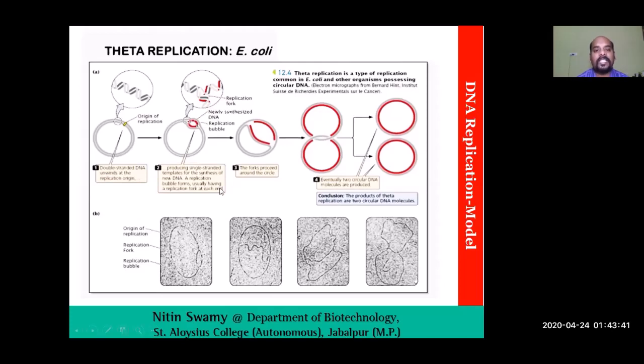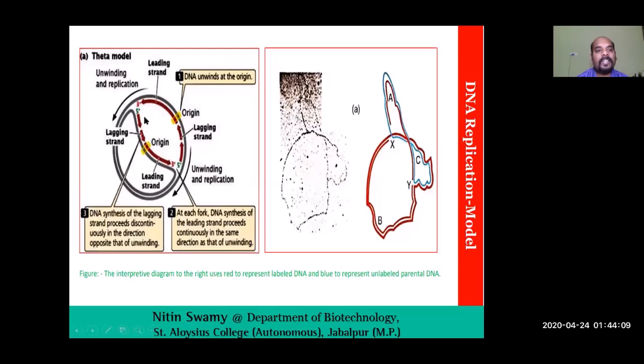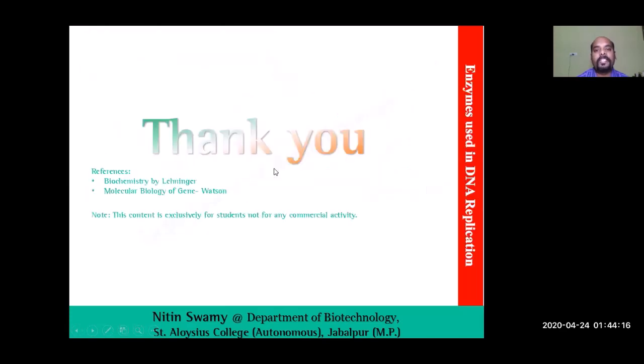So these structures and the structures which John Cairns got very much resemble each other. And this structure resembles a theta structure, and this model was proclaimed to be a very good model. And after some modification, this model proved to be the experimental proof for the bidirectional mode of replication. This model has shown that replication goes on bidirectionally in E. coli. And with this, we are done with the DNA replication process.